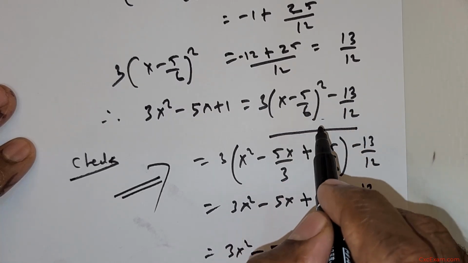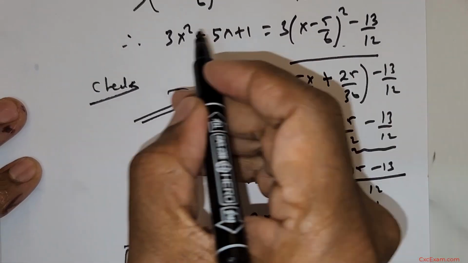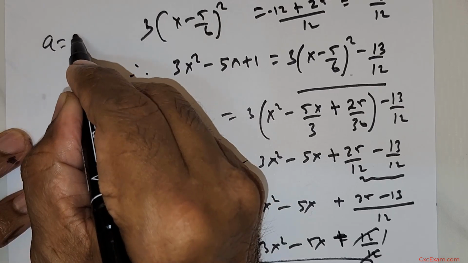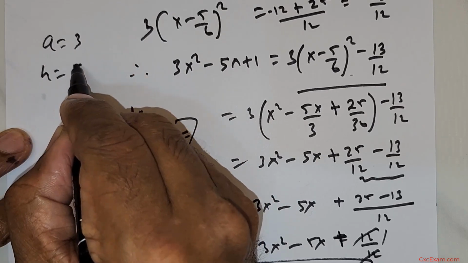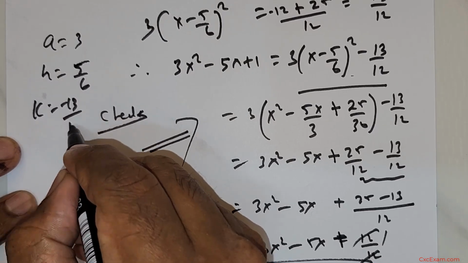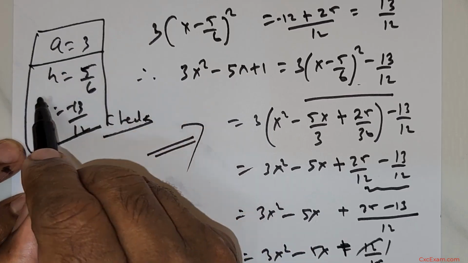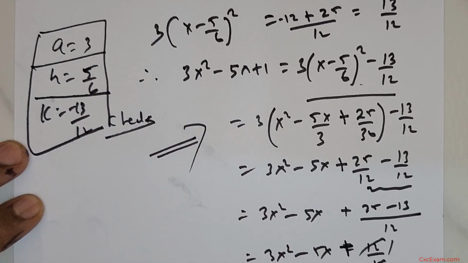So we have obtained the required form, so we have to move on, and we have to get the value of A. 3h is 5/6 and k is -13/12. So you can place this all in a box.